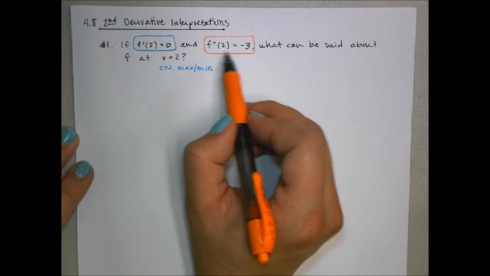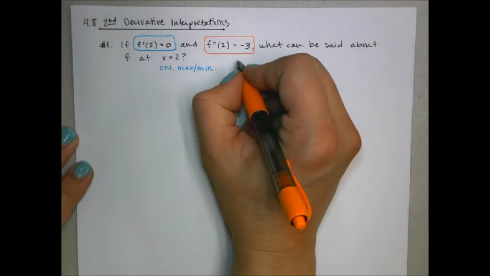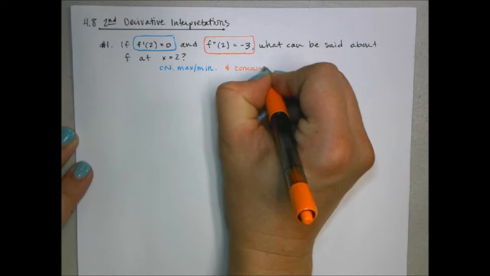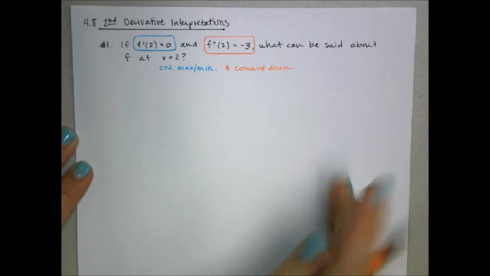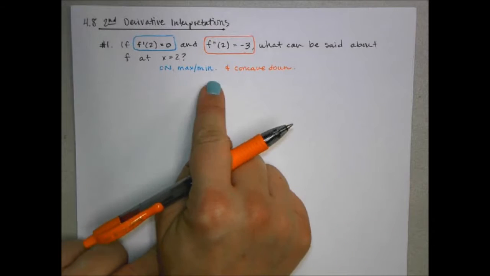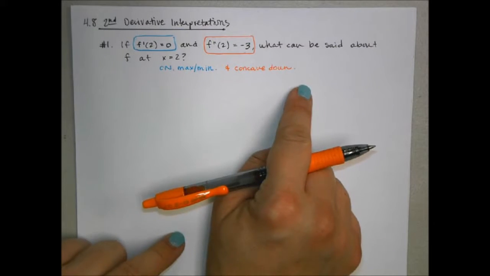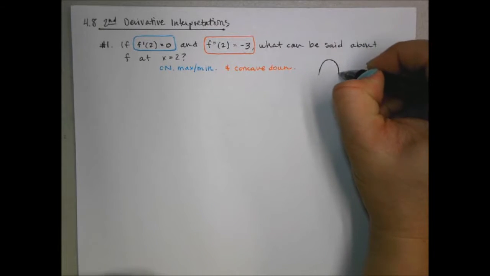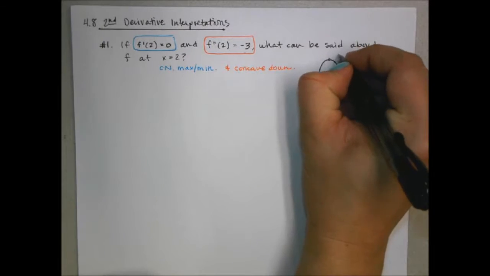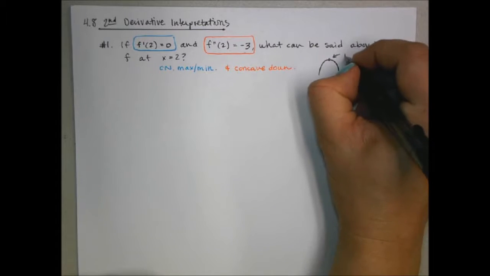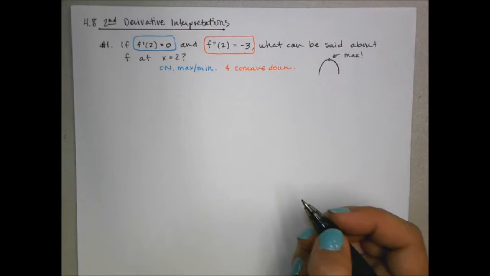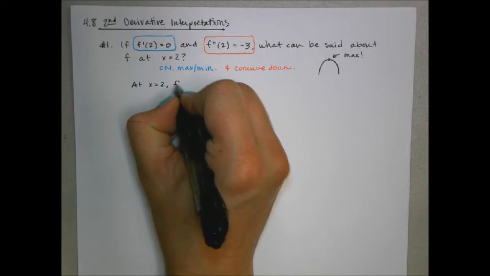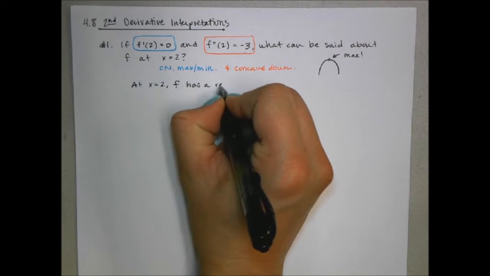So a negative second derivative tells me that at 2, my function is concave down. So if it's one of these possible things where your function is also concave down, then it must be that at 2, I do have a relative maximum. So we'll go ahead and say at x equals 2, f has a relative maximum.